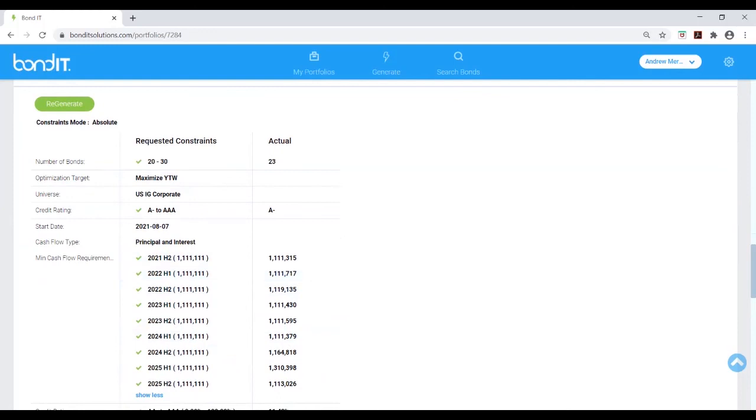We hope that you enjoyed this brief look at the advanced laddering functionality in the bondIT platform. We look forward to showing you the full platform functionality in a demo.